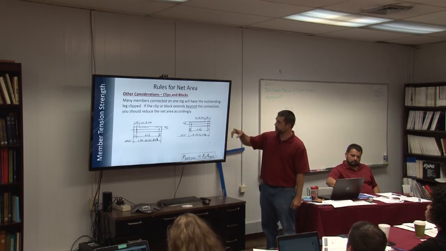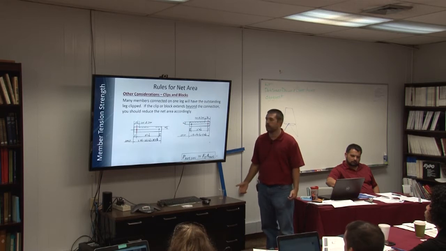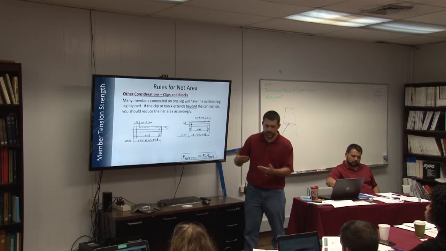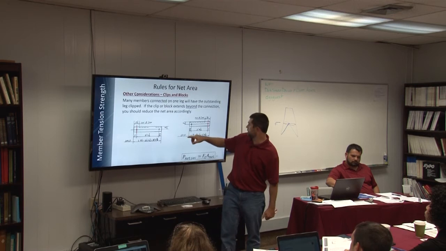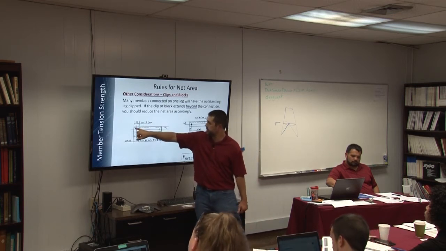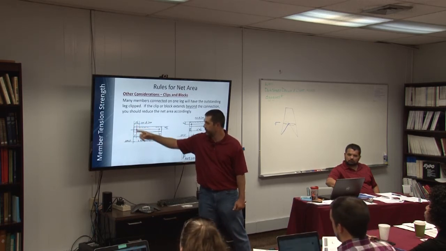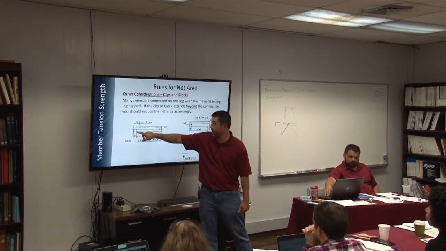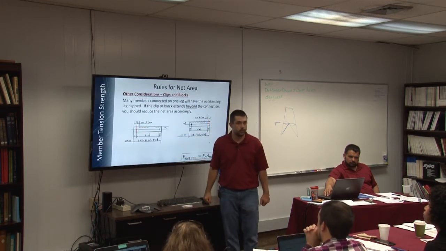Other considerations, clips and blocks. This doesn't come into play a lot, but when you look at details, a number of times, if you're trying to get all the members to fit together, you might have to cut the outstanding leg. This detail says that the outstanding leg needs to be cut 2.5 inches from the end. So it's basically nothing more than a flat bar on the last 2.5 inches, and my hole is only 1 inch from the end. So my net section is really only one leg of that member.